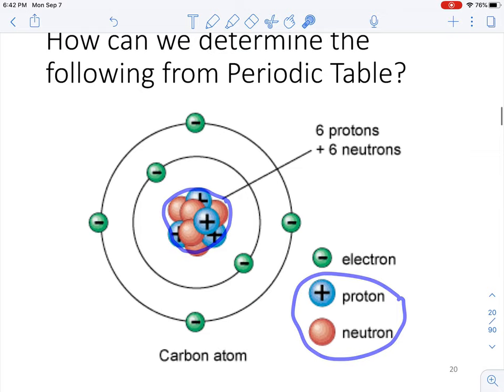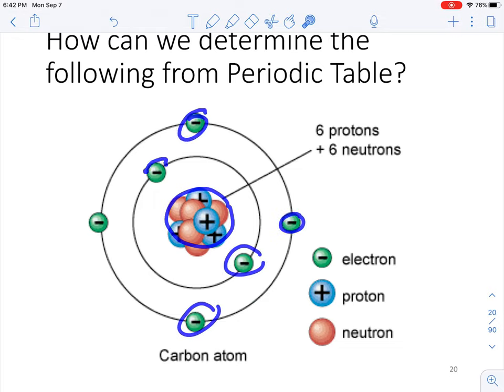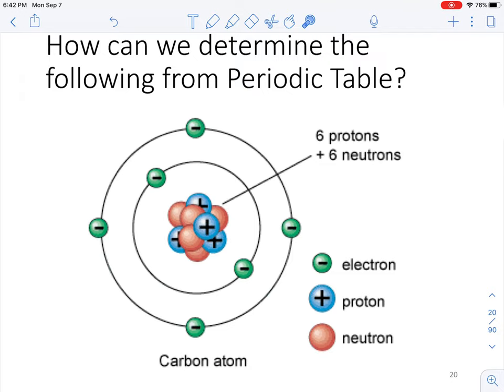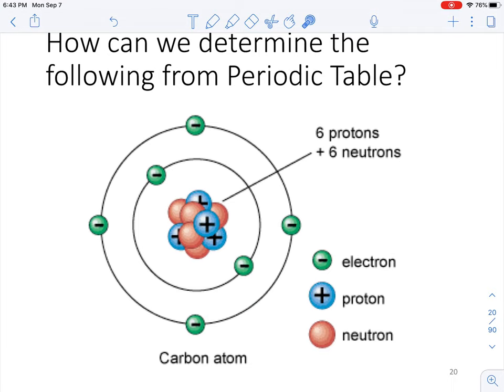This is known as the nucleus. Surrounding the nucleus are much, much smaller subatomic particles known as electrons, because they are negative in charge. We can't really see these subatomic particles with our naked eye. However, based on the evidence that scientists have gathered, we can determine their relative numbers by looking at the values provided in the periodic table. From the periodic table, we should be able to determine the number of electrons, protons, and neutrons present for that specific element.